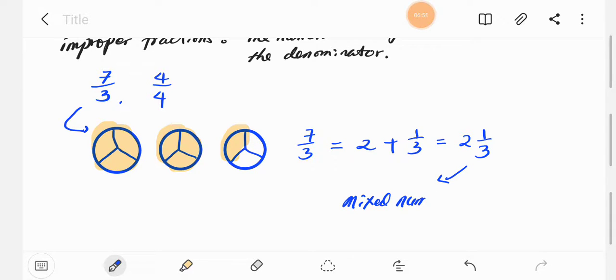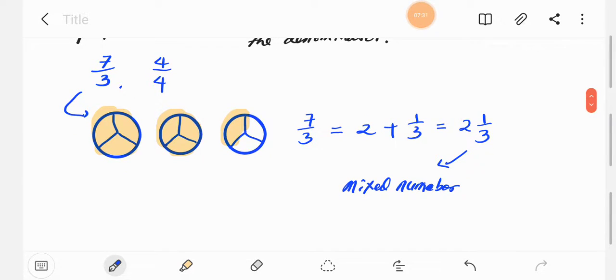So a mixed number contains an integer and a fraction together. So 2 plus 1/3 means 2 and 1/3, a mixed number. And you can convert from this mixed number to an improper fraction by multiplying the integer 2 and 3, then adding the numerator to the result. So 2 times 3 is 6, 6 plus 1 is 7. So 7 goes to the numerator and the denominator is the same. Okay, so this is called the mixed number.